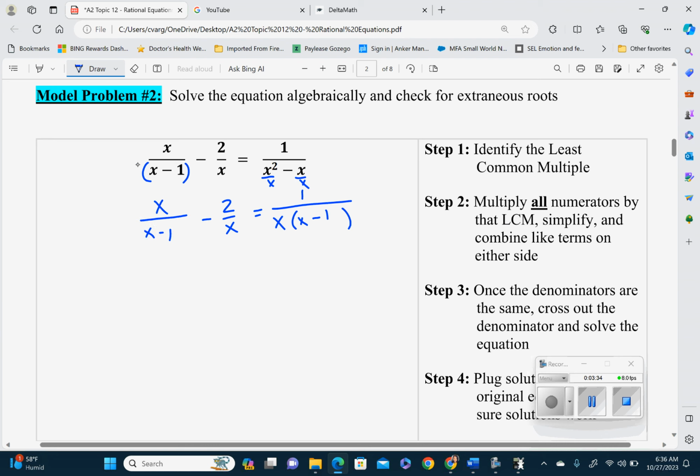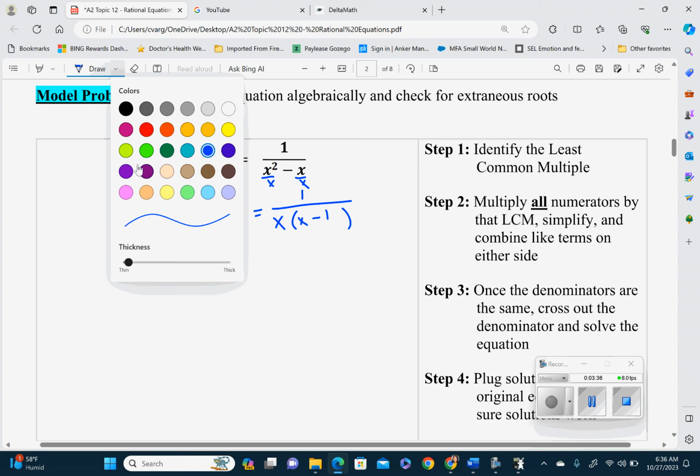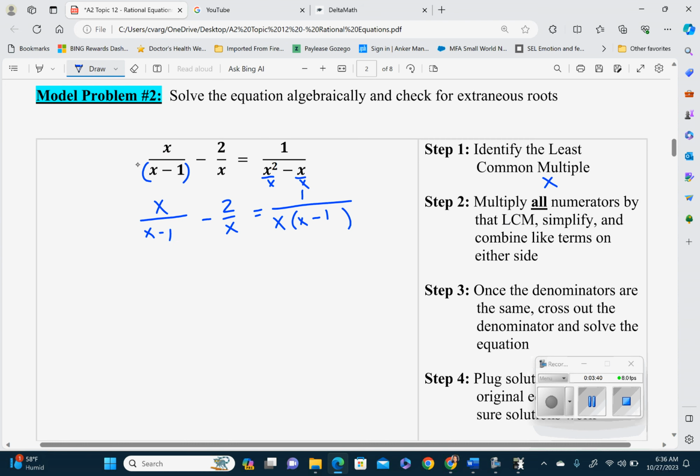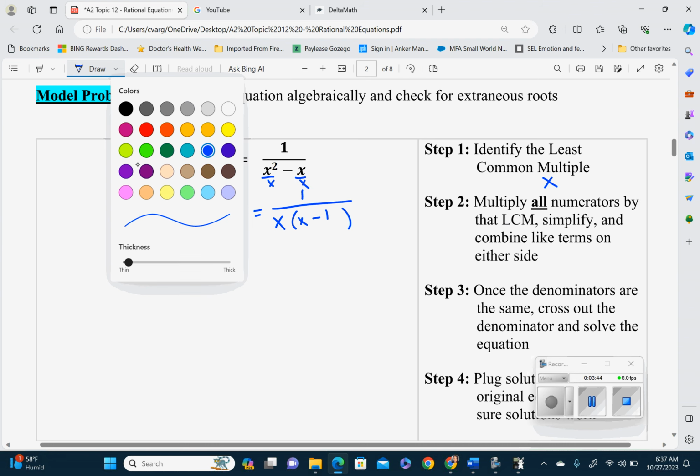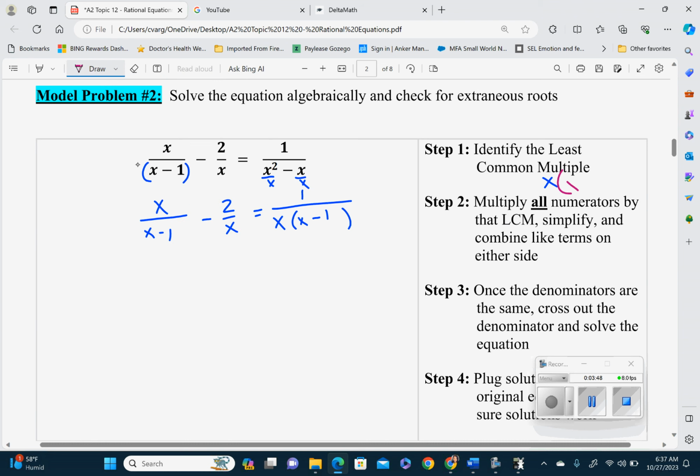Okay. And now what we have to do is get the denominators to be the same. So what is our least common multiple? It's x. I want to switch to color. Help me help you. Okay. So x parentheses x minus 1 is going to be our least common multiple. So it's already over here.